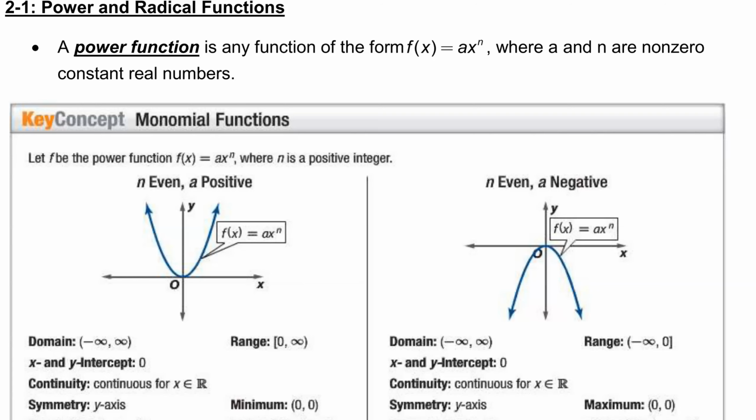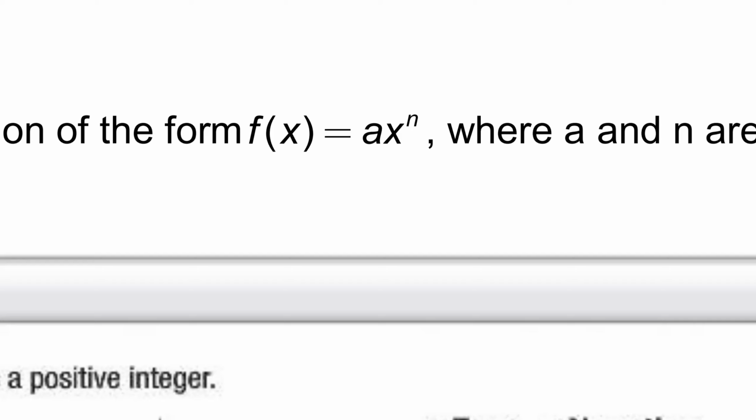Okay, so a power function is any function in the form f of x equals a times x to the n. So this a here is the coefficient. You already know what that word means, and then n is the exponent. So a and n have to be non-zero, constant real numbers. Can someone tell me why we cannot have n equal 0?